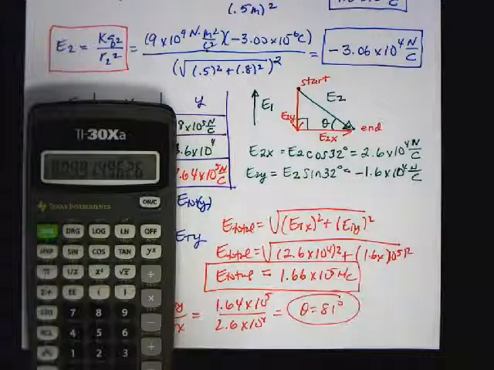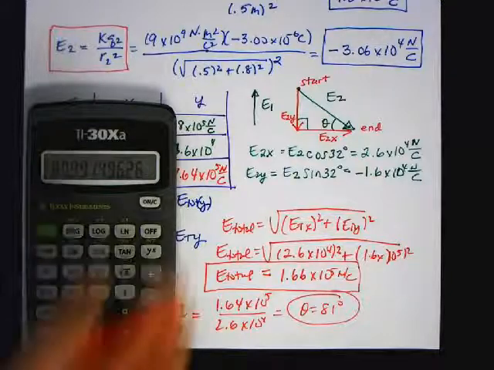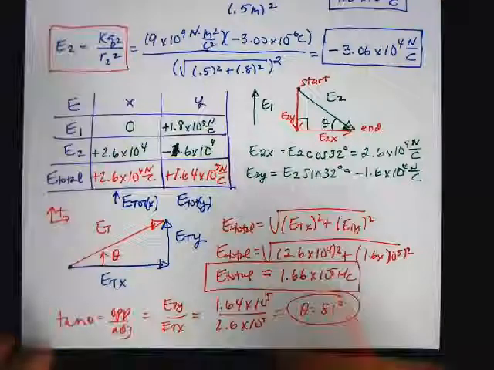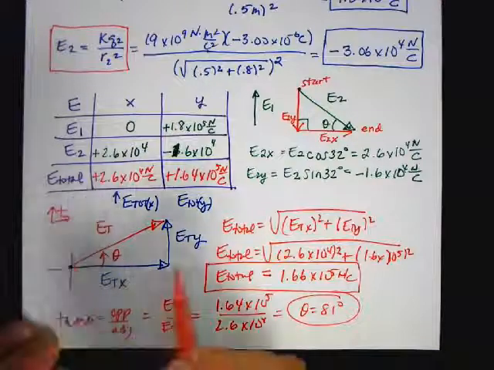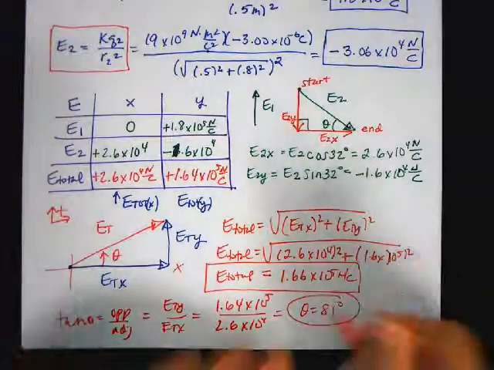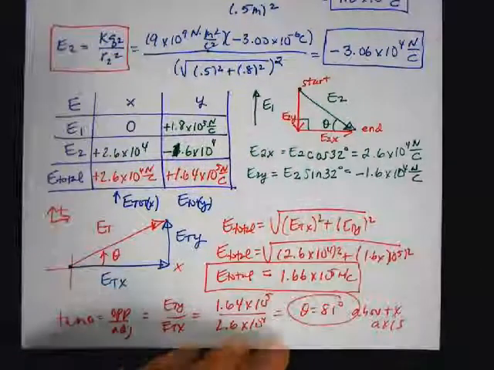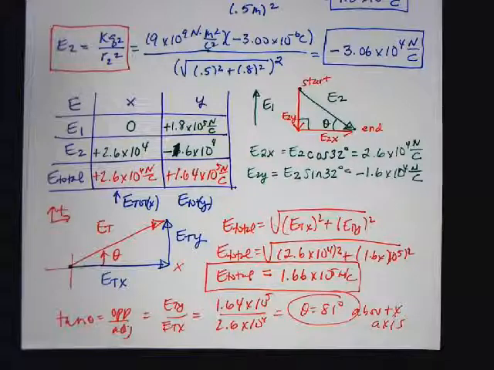So my final answer is going to be 1.66 times 10 to the 5 newtons per coulomb. And because this is pointing up, remember this is our x and y axis, so it's 81 degrees above the positive x-axis. So that's my final answer with both magnitude and with the direction. And that's it.